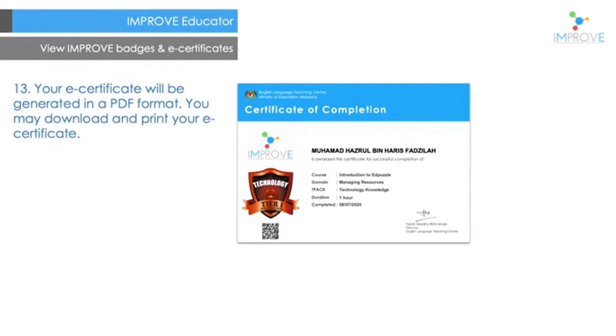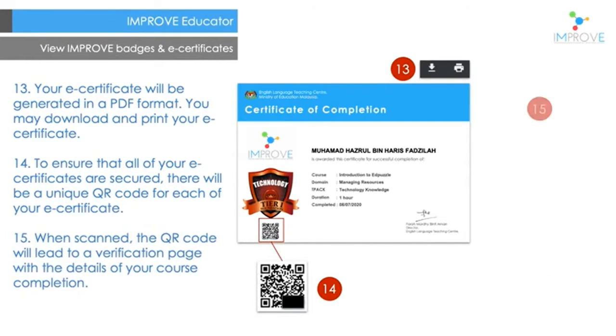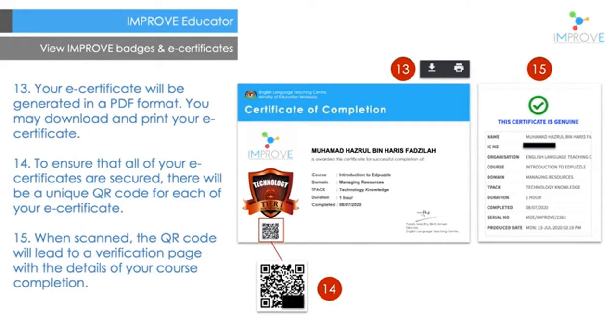To ensure that all of your e-certificates are secured, there will be a unique QR code for each of your e-certificate. When scanned, the QR code will lead to a verification page with the details of your course completion.